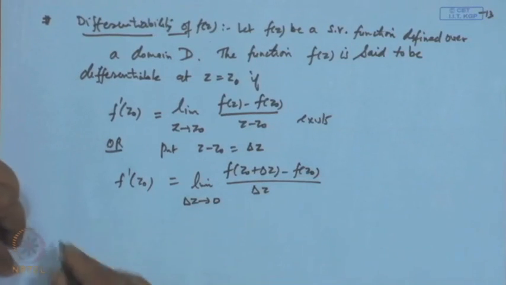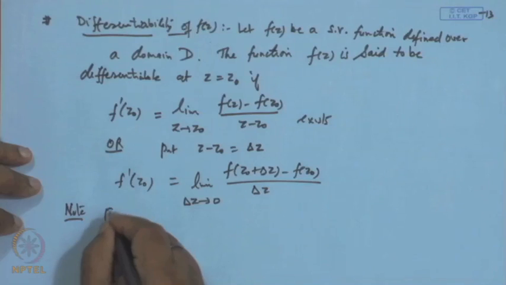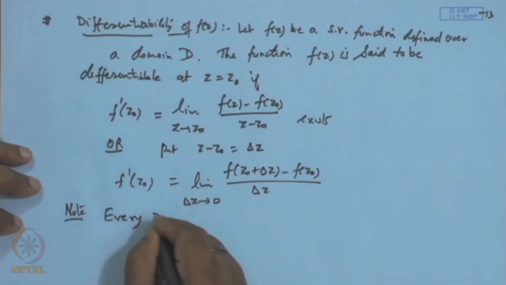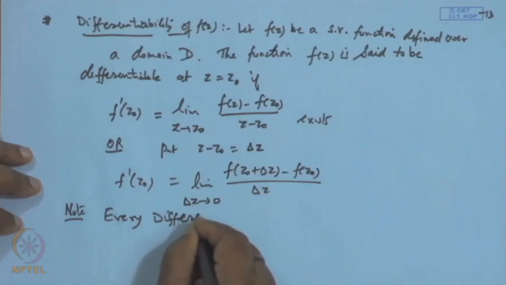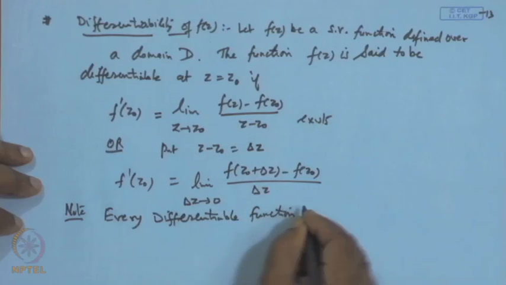Now, obviously, if the function is differentiable, it must be continuous. Every differentiable function is a continuous function.